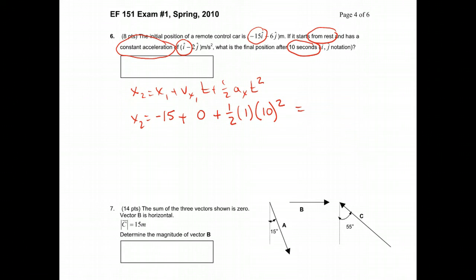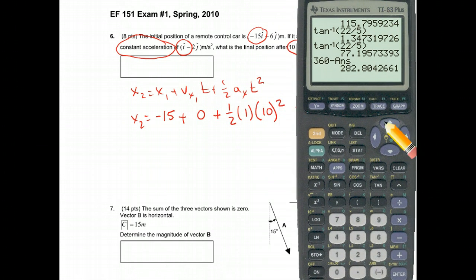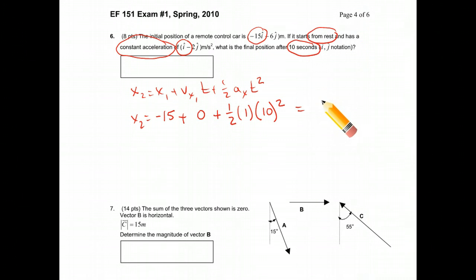Alright. We'll do everything in a calculator just to sort of simulate the test here. So let's clear things out. Minus 15 plus 0.5 times 10 squared. Looks like about 35. And units on that would be meters.